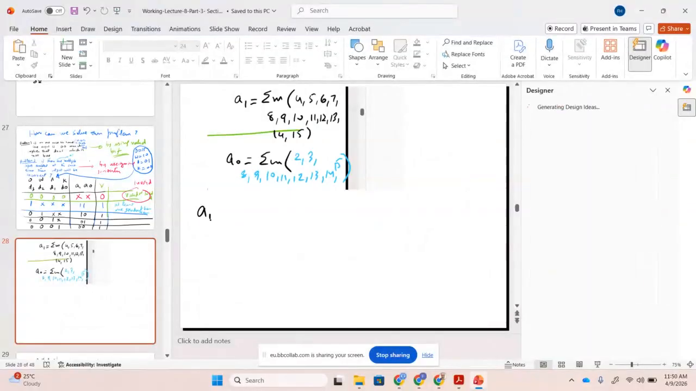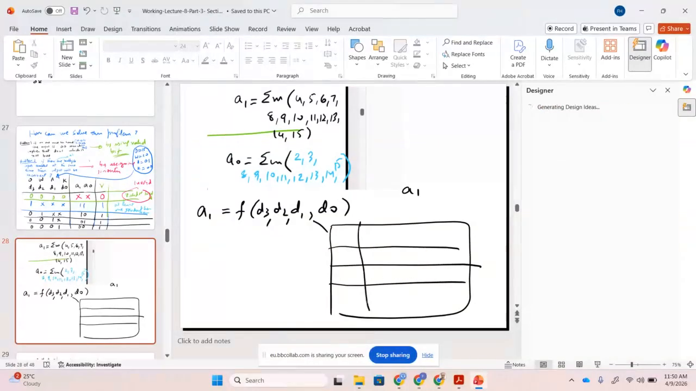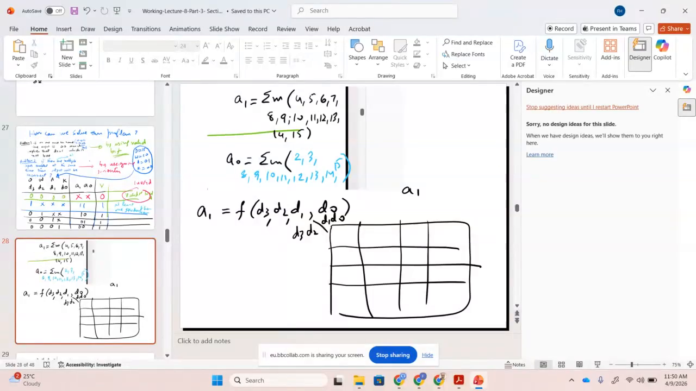So what is a1? In this case, a1 is now a function of d3, d2, d1, and d0. Now if you draw the k-map for a1, this is the k-map for a1. So this is d3, d2, d1, and d0. How many ones will be there? 1, 2, 3, 4, 5, 6, 7, 8, 9, 10, 11, 12. 12 ones. So this is actually 0, 1, 3, 2, 4, 5, 7, 6, 8, 11, 9.